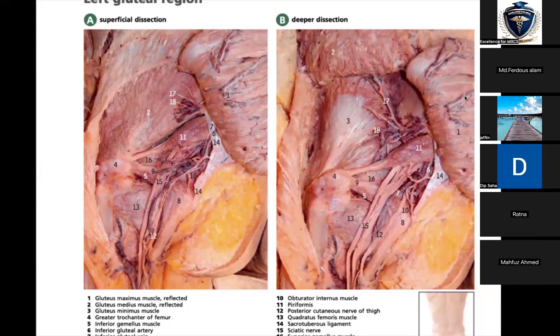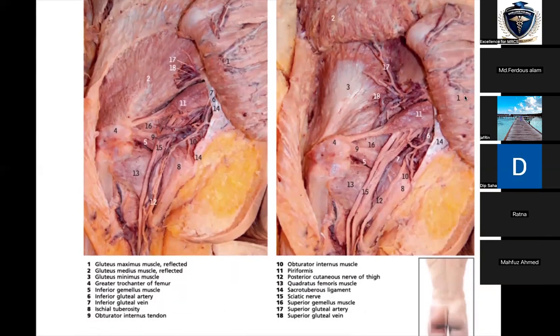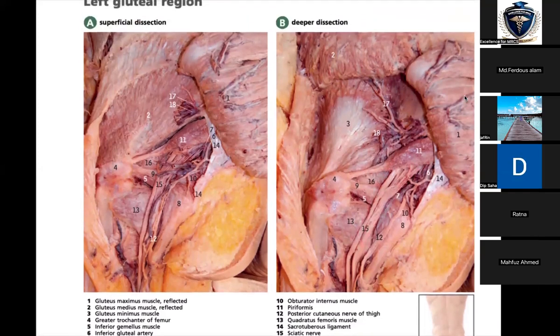Excellent. Now tell me what is number 6? The piriformis muscle. Inferior gluteal artery. Yes, artery. And the darkest one, number 7. Inferior gluteal vein. Okay. Excellent. Now tell me here, what is number 15? Sciatic nerve. This is enough from this picture.